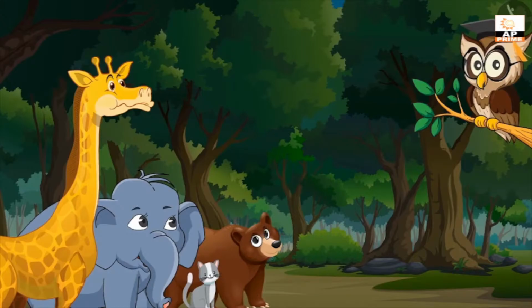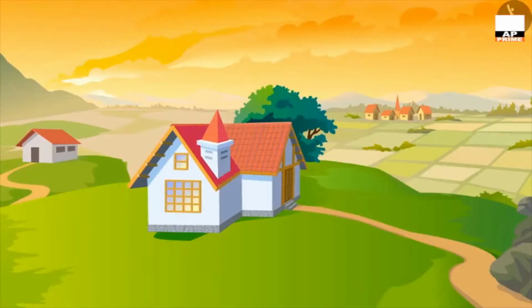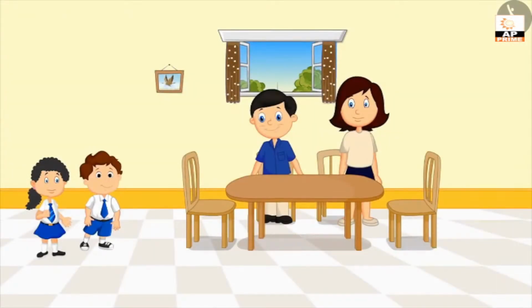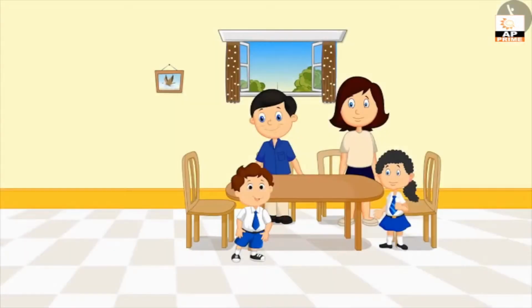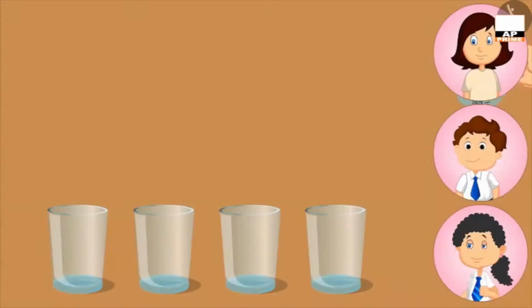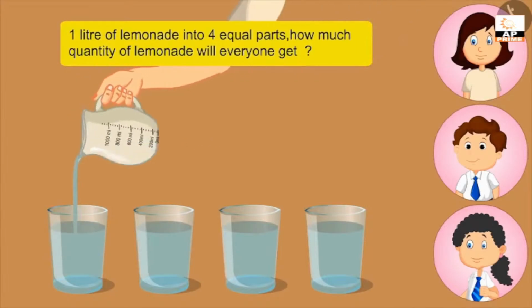Sir, can you give some more examples? Okay. I will recite a story to all of you. Pinky and Bholu live in the village with their parents. Pinky and Bholu got very thirsty while returning from school. Mom, I'm very thirsty. Okay, I'll make lemonade for everyone. We will also help you in making lemonade. Mother makes 1 liter of lemonade with the help of Bholu and Pinky and fills it in 4 glasses.